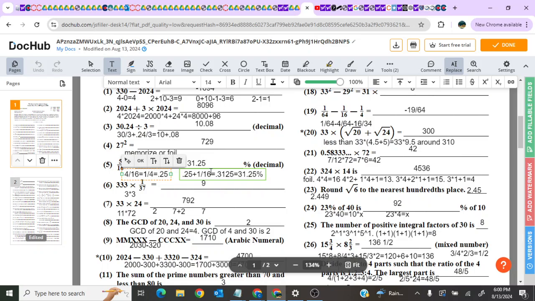333 times 1 over 37. Well, 111 over 37 is 3. That's a ratio you should know. So 3 times that, times the 3 you get from 111 over 3, and you get a value of 9.